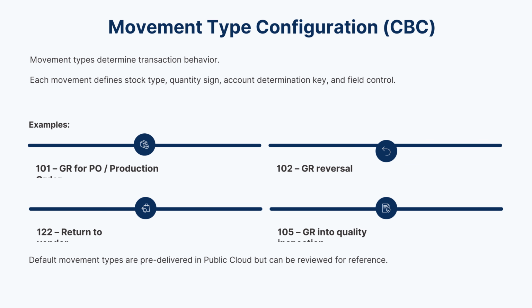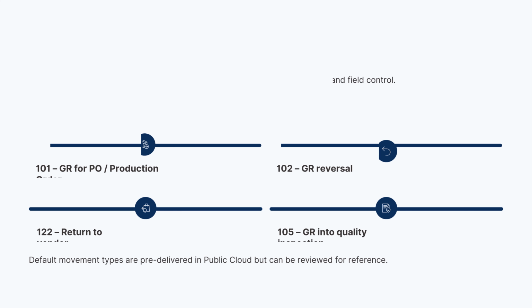Movement types define how material movements behave. Each movement controls stock type, sign, account keys, and field control. Movement type 101 handles standard GR for purchase and production orders, 102 reverses it, 122 manages vendor returns, and 105 directs stock to quality inspection. In public cloud, these are pre-delivered, but understanding them is essential for consultants and support analysts.